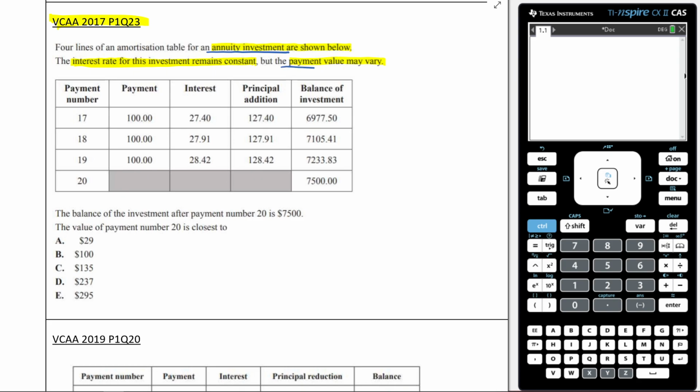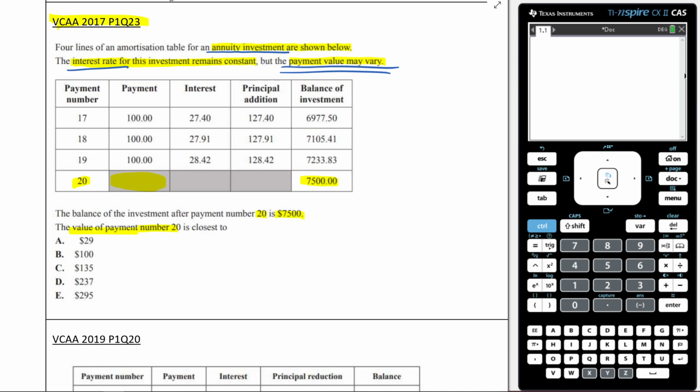Now, you have to be careful with what we've been told here. We've been told that the payment may vary. So even though it's 100, 100, 100, it doesn't mean that this here will be 100, because the payment may vary. What remains constant is the interest rate. Whatever the interest rate is, that's remaining constant across all of these payments. Okay, let's keep on reading. It says the balance of the investment after payment number 20 is 7,500. The value of the payment for number 20 is closest to... So we're after this right here.